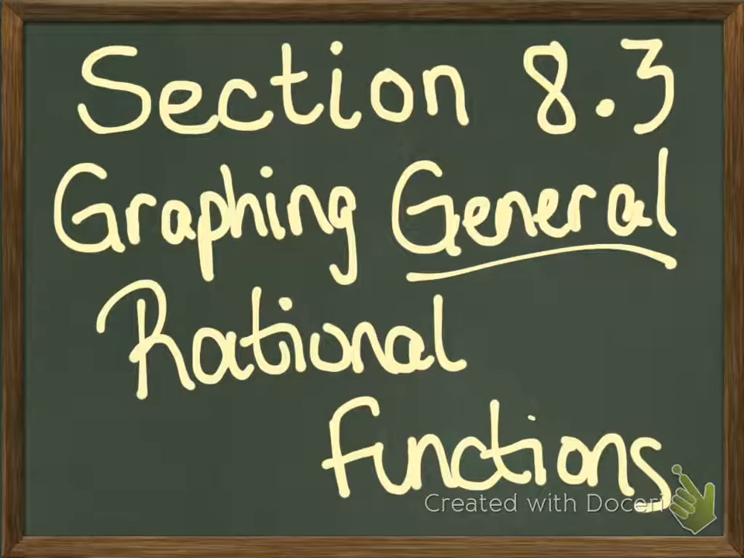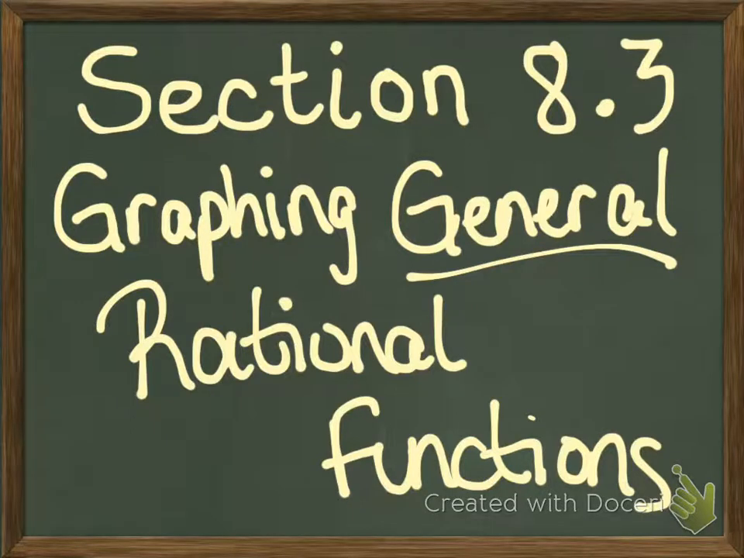Section 8.3, graphing general rational functions. So we've already graphed some simple rational functions, and so you should have an idea of how to find a vertical asymptote and what that means, and have a little bit of an idea of how to find some simple horizontal asymptotes. And so we're just going to expand on that a little bit and find a couple other key portions of a graph.